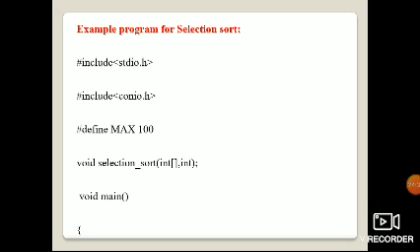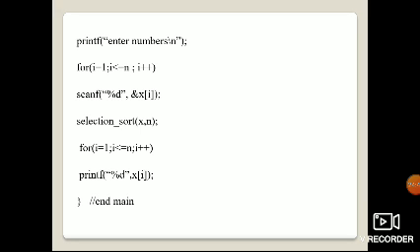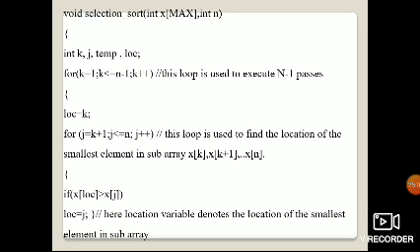Before using a function, we have the function prototype, function definition, and function call. Void selection sort int x array comma int n, this is the function prototype. We have 3 methods we will be following. Selection sort is the function name, x comma n, this is a function call. When it is calling x comma n, it will go to the user defined function.